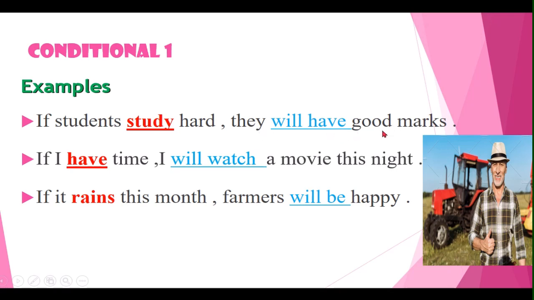Now, if I have time, I will watch a movie this night. Can you find the verbs? The verbs have and watch. Good. This one is the if clause and this one is the main clause. Sentence number three: if it rains this month, farmers, like this person, it is a job, farmers will be very happy. We have the verb rain in simple present and the verb to be.